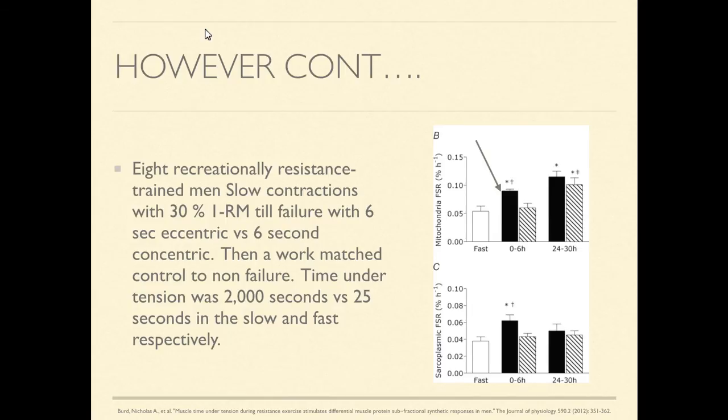And when you have that much time under attention, you're also going to simulate this sarcoplasmic fractional synthetic rate. So probably if you're looking at the high repetition groups with low weight, they are hypertrophying type 1 fibers, a little bit of type 2, and they're getting more sarcoplasmic and mitochondrial protein synthesis.